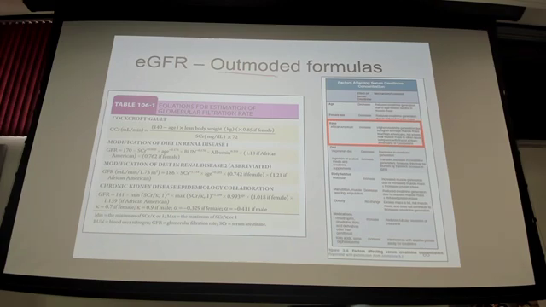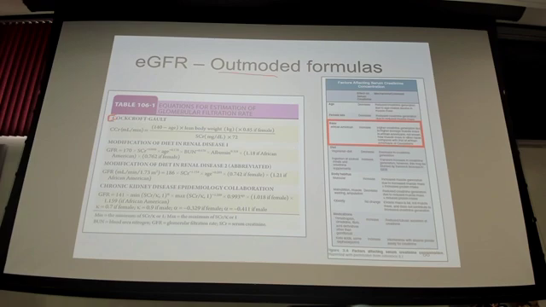Outmoded formulas, all right? If you look at these, Cockcroft-Gault was the vanguard when I was in school back in the day. By the way, you don't have to know any of these calculations. This is for your G-Whiz. Cockcroft-Gault, old calculation, includes race parameters, very, very inaccurate when it comes to true GFR.